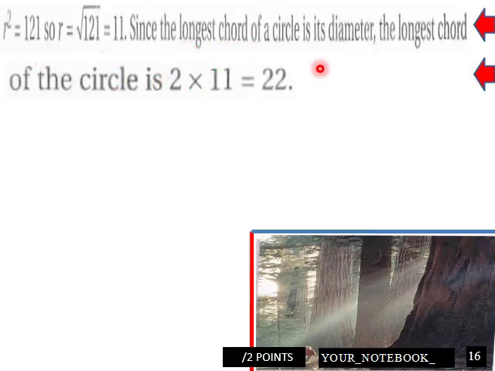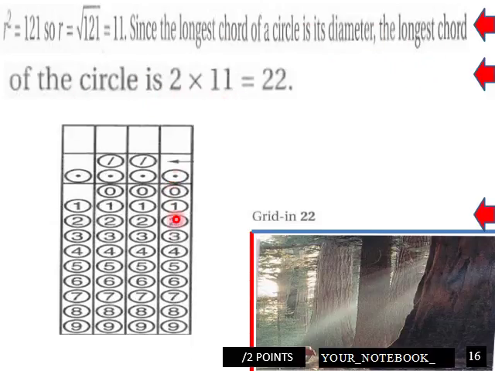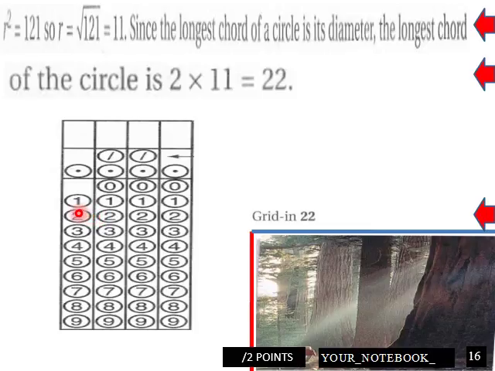Since the longest chord of the circle is its diameter, the longest chord of the circle is 2 times 11 equals 22. So grid in 22 here.